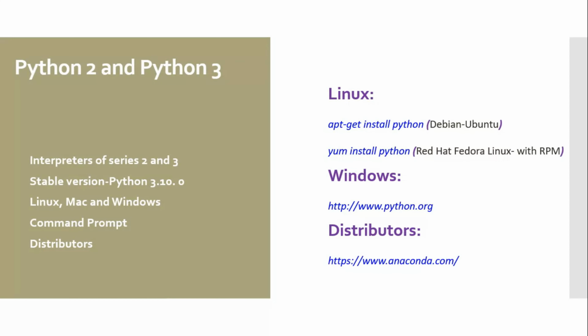The initial version was Python 1.0. There is 1.0, 1.5 and 1.6 as well. But currently what we are using in the industry is either Python 2 or Python 3. So we are slowly transitioning towards Python 3. In that, the most advanced or stable version that we have in the industry is Python 3.1.0.